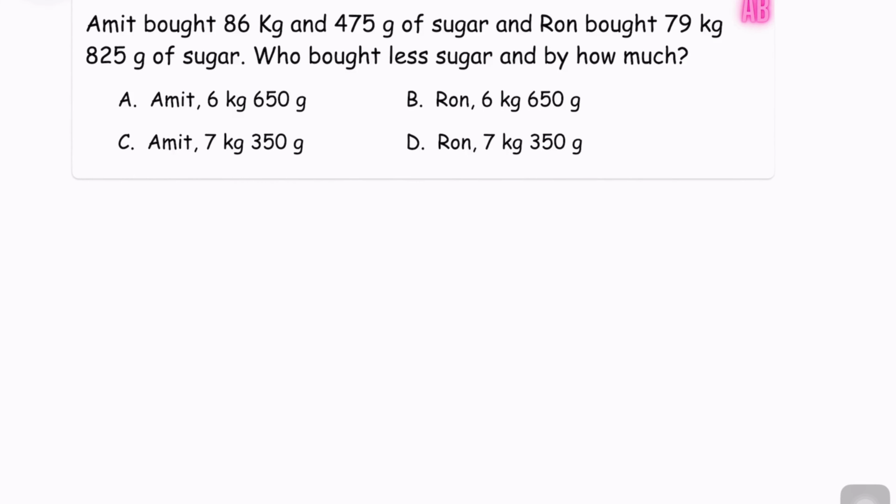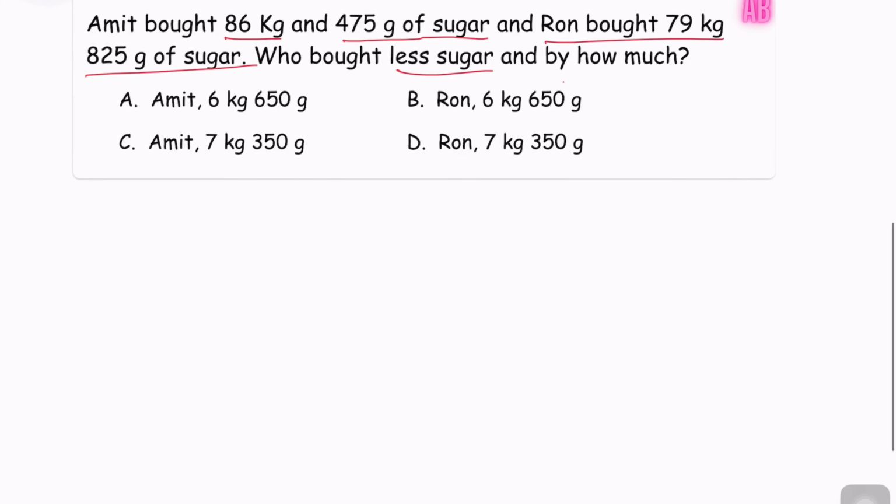So this question is about kilograms and grams. Amit bought 86 kg and 475 grams of sugar. Ron bought 79 kg and 825 grams of sugar. Who bought less sugar and by how much? Okay, so we know that 1 kg is equal to 1000 grams. By looking at this, we know that Ron has bought 79 kg. So Ron has bought less sugar. So the answer will be either B or D. Okay, but to get the exact answer, we need to subtract.